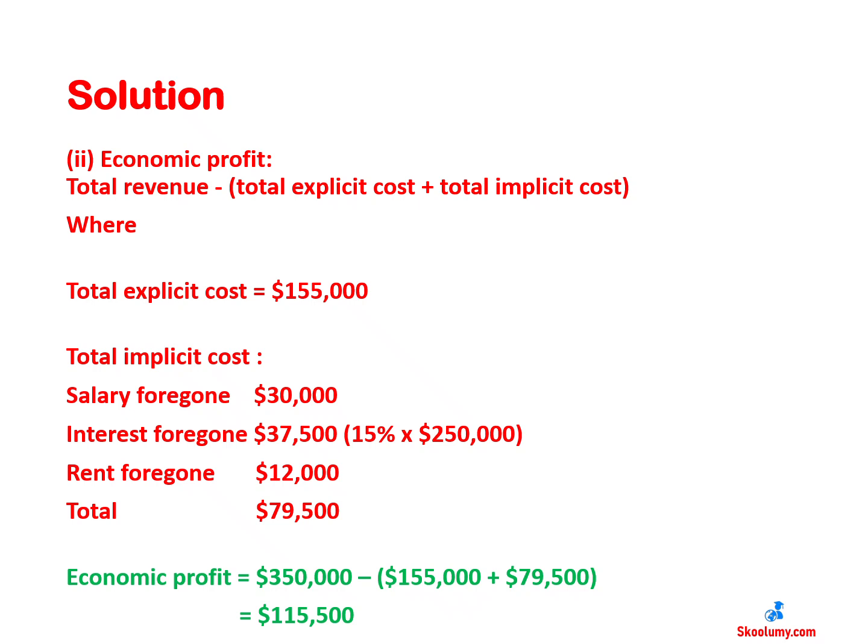$30,000 plus $37,500 plus $12,000. The total is $79,500. Economic profit is $350,000 minus $155,000 plus $79,500. It is $115,500.